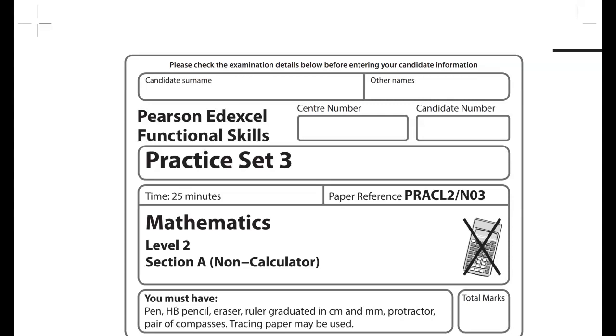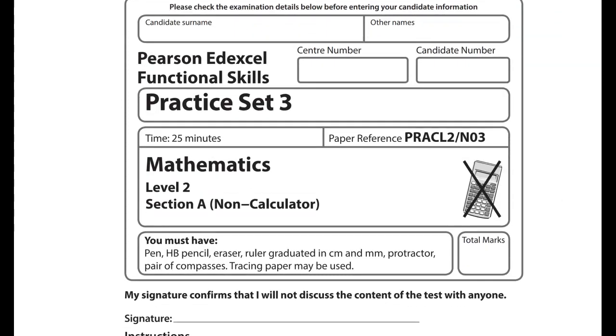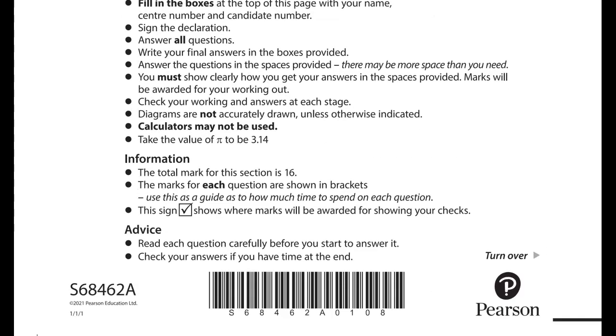This is the Level 2 Functional Skills Maths paper from Edexcel. It is split into two parts. In the first part, you can't use a calculator, but you can in the second part.